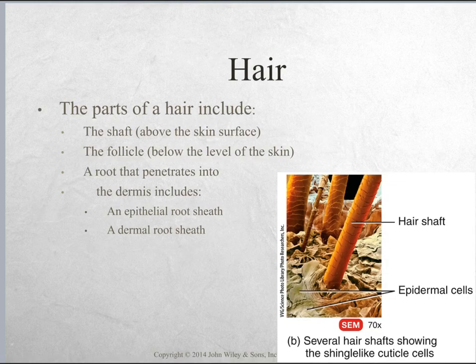We have several parts of the hair. These include the shaft, which is what we see above the skin surface. The follicle, which is below the level of the skin. A root that penetrates into the dermis. An epithelial root sheath, and a dermal root sheath.